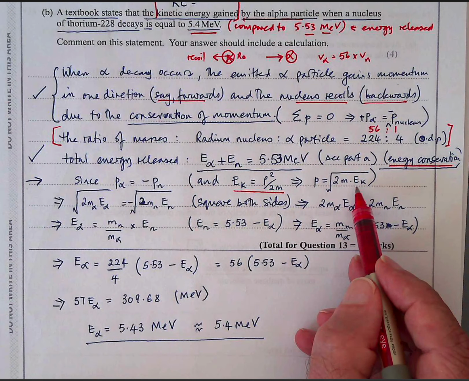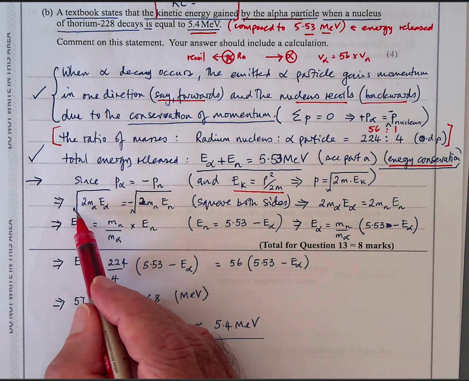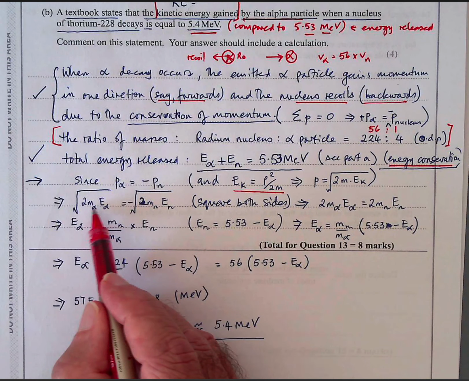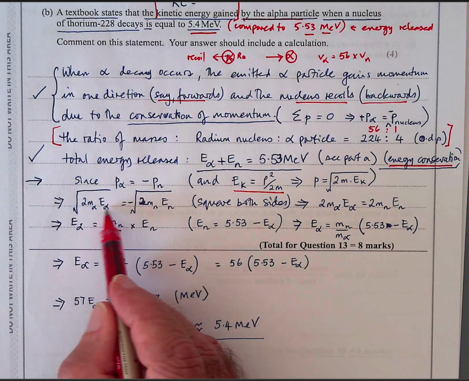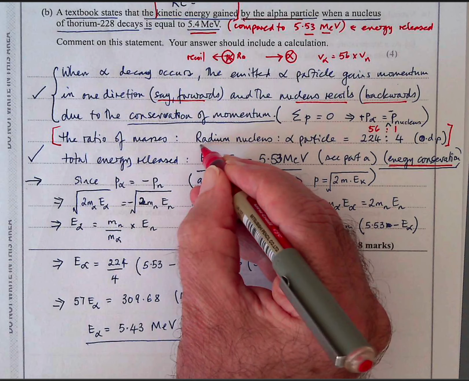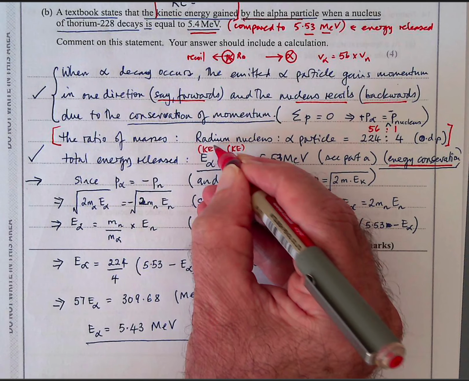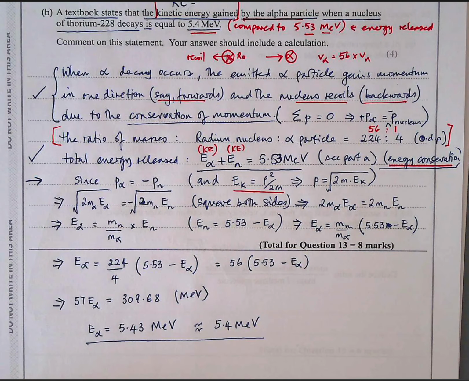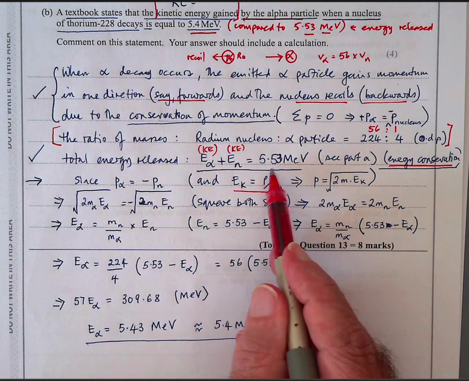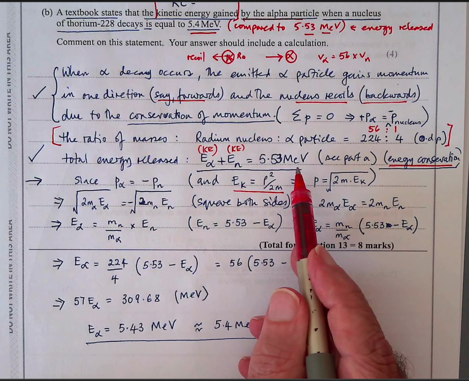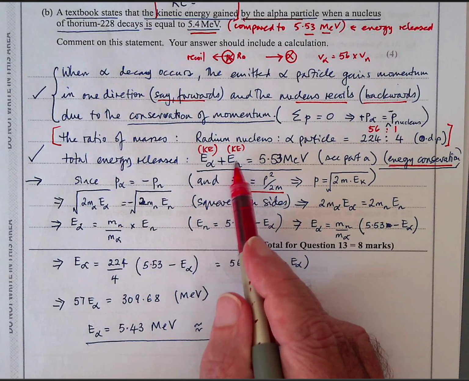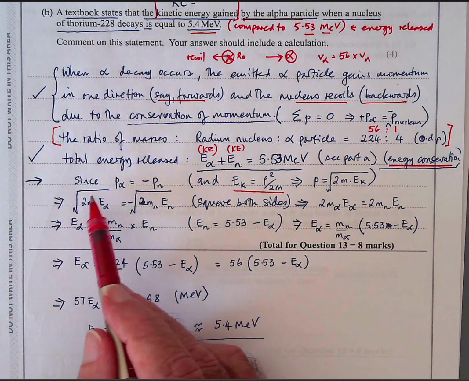So that's just algebra. If you can do that, then obviously the momentum of the alpha will be twice the mass of the alpha times the kinetic energy of the alpha. Both of these are kinetic energy. When we're talking about these, we're talking about all kinetic energy. So basically the energy that's released from the mass, 5.5 megaelectron volts, becomes the kinetic energy of the recoil and the kinetic energy of the alpha particle.